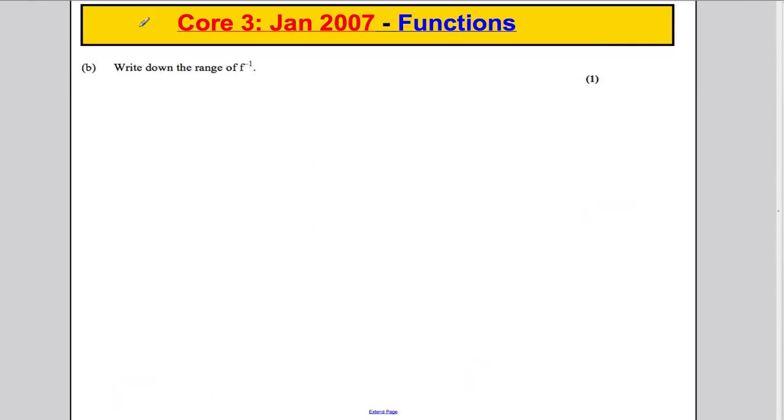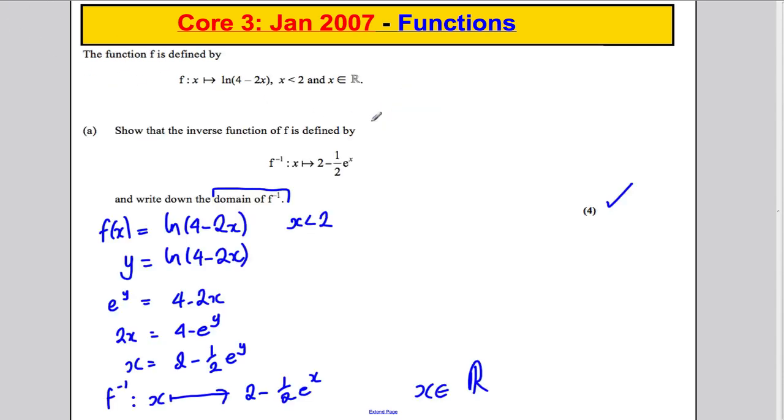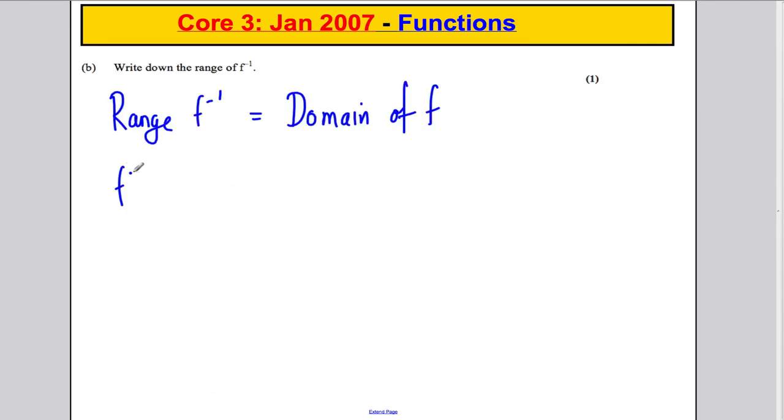Okay, part B, write down the range of the inverse function. What is the range of the inverse function? Well, the range of f to the minus 1 must be equal to the domain of the original function. Now you know the domain of the original function is x less than 2, so therefore f to the minus 1 of x must be less than 2. And obviously f to the minus 1 of x must be a member of the reals, but reals less than 2.